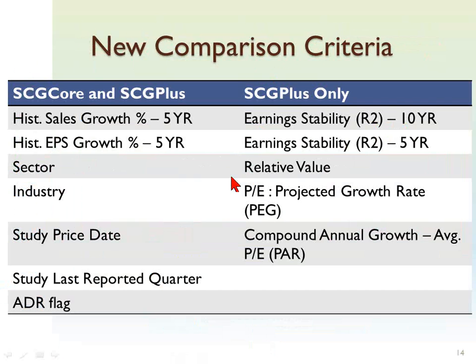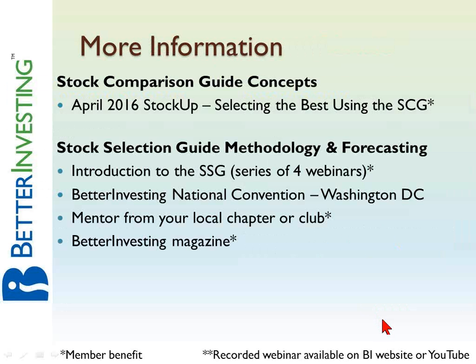And let's talk about what's new in this tool. Somebody asked the question, what's new above and beyond? Well, this is what's new above and beyond where we had it before. So we've added the 5-year growth rates, we've added the sector and industry names, the study price date, the last reported quarter, the ADR flag, and so forth. So these are in the handouts for you. Earnings stability comes to the table. Relative value and PEG actually are part of the toolkit set, as well as PAR, but they're new to us. And again, if you need more information, check out that Stock Up class.